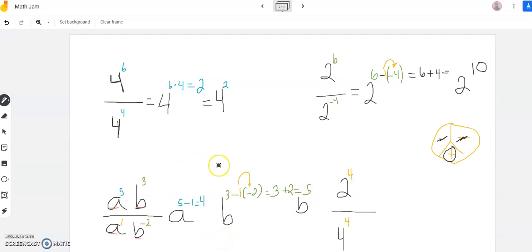So let's clean this up a little bit. Our answer here is going to be A to the 4th power, and this one here is going to be B to the 5th power. So your answers should be A to the 4th power, B to the 5th power.